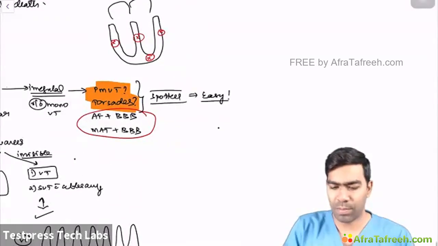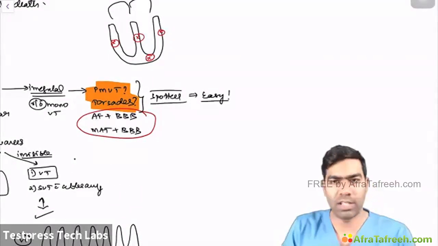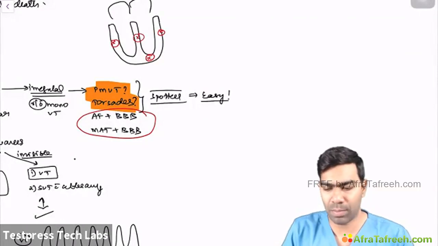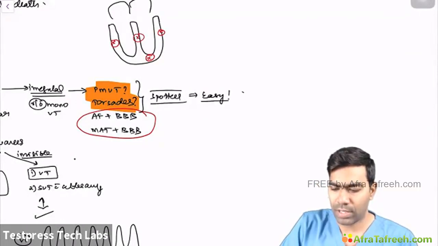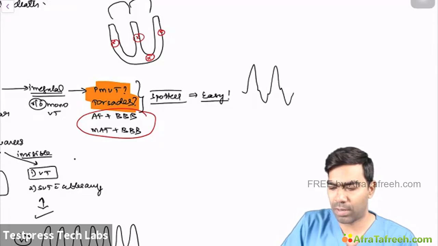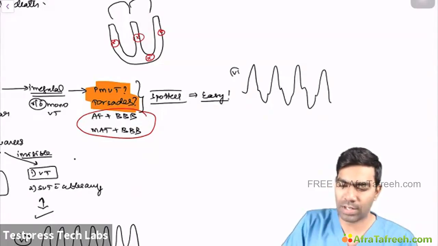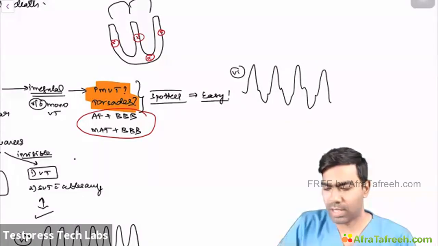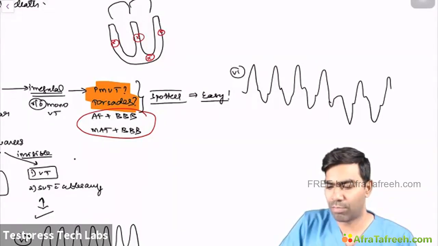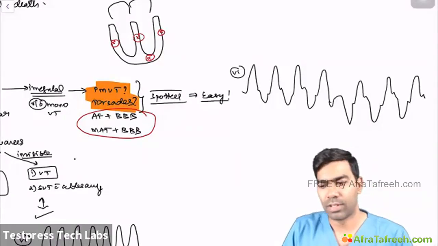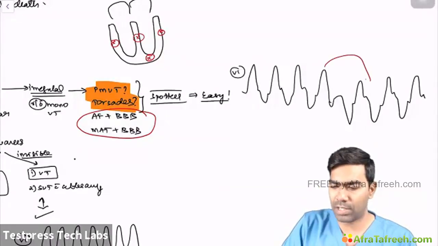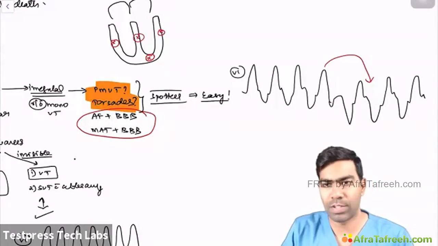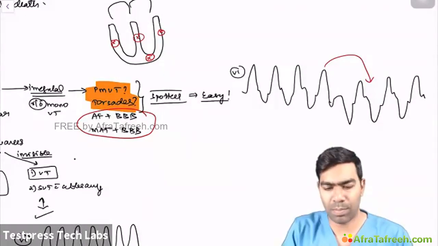And it's easy to find out. So it's a VT only, but with a different morphology. For example, you might see a right bundle branch block pattern in V1. Suppose we take V1 as a right bundle branch block. Suddenly it will change into a left bundle branch block pattern. So you can see an abrupt change in the morphology from RBB to LBB pattern, which means definitely this is a polymorphic VT. Or you can see beat to beat variability also.